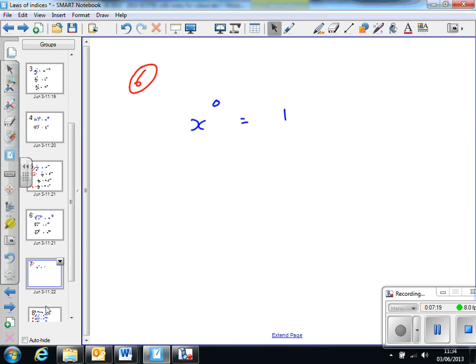The last rule of indices tells me that anything raised to the power 0 is 1. Any number raised to the power 0 is 1. So 5 raised to the power 0 is 1. And that's just worth remembering. Anything raised to the power 0 is 1.